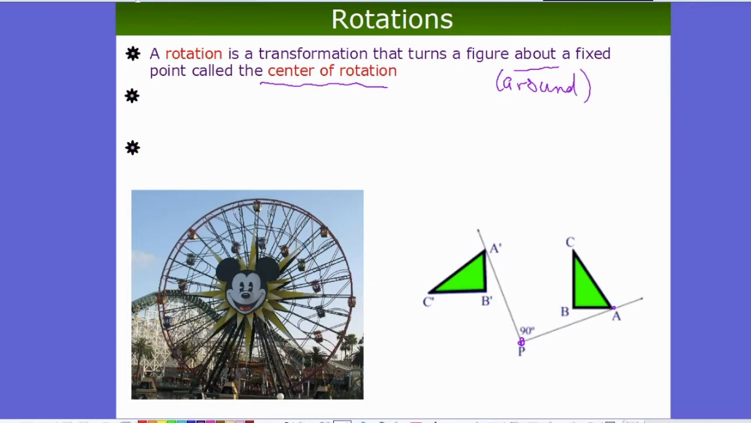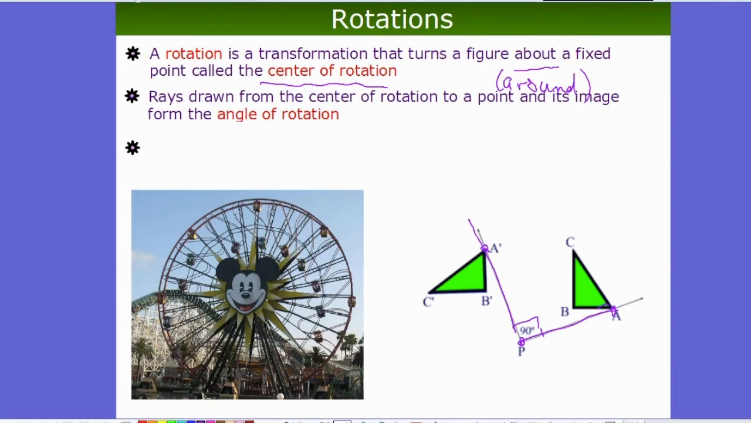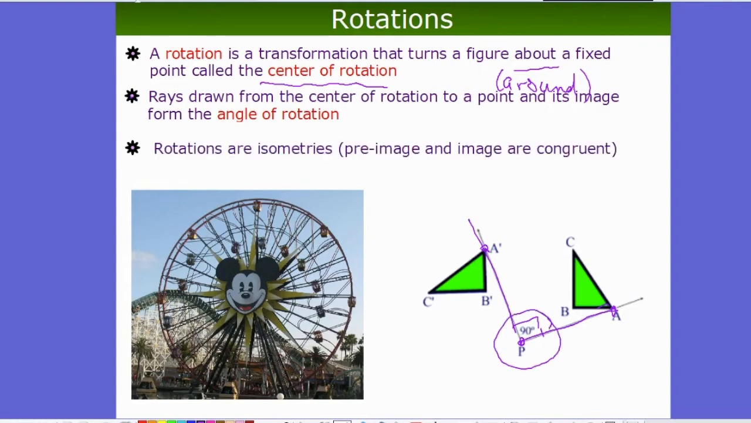And here I am, I pick a point and I measure how far away that is. Then I'm going to take this line, and in this case, I rotate it 90 degrees. And that's how I know where to put the image point, the transformed point. Rays drawn from that center of rotation to a point and its image form the angle of rotation. Right here, that would be the angle of rotation. In this case, I'm rotating 90 degrees.